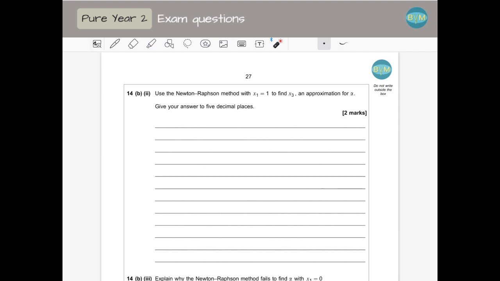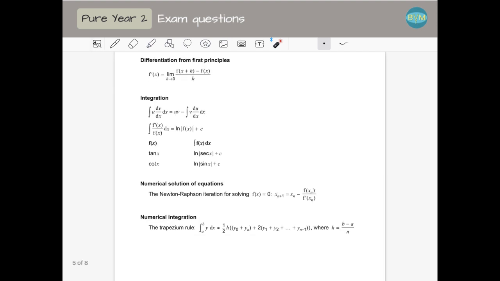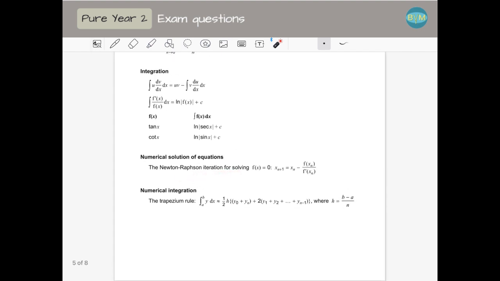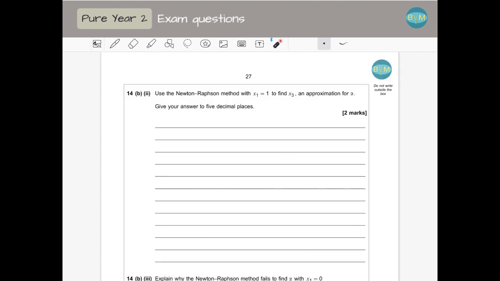And now is when I have to apply the numerical method. Use the Newton-Raphson method with x1 equals 1 to find x3. We have to give the answer to 5 decimal places. If you go to your formula booklet, you have the Newton-Raphson iteration formula. You just have to apply it. We have that x2 is going to be x1 minus f(x1) over f prime of x1. x1 is 1.